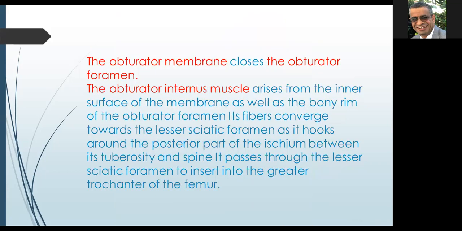The obturator membrane closes the obturator foramen. The obturator internus muscle arises from the inner surface of the membrane as well as the bony rim of the obturator foramen. Its fibers converge toward the lesser sciatic foramen as it hooks around the posterior part of the ischium between its tuberosity and spine. It passes through the lesser sciatic foramen to insert into the greater trochanter of the femur.